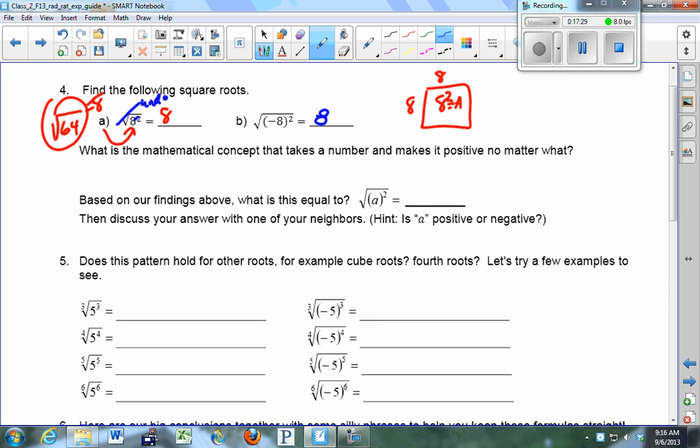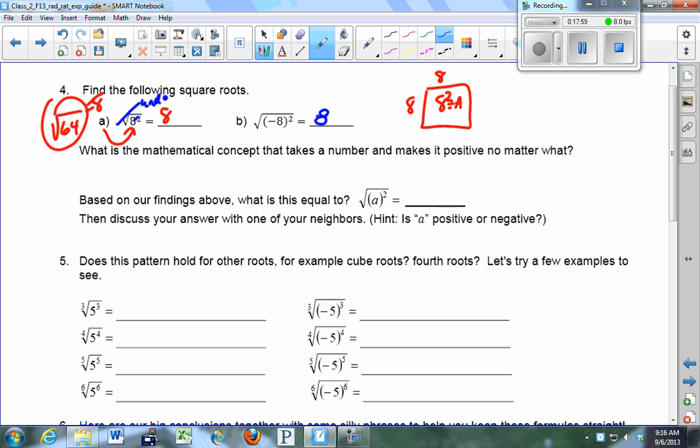So what is a mathematical concept that takes a number and makes it positive no matter what you do to it? Yeah, Brendan? Negative times negative is positive. Yes, that's an operation. What concept? I'm going after something else. Okay, still an operation, not a concept. We looked at this, I know it's a little tricky, I'm asking a very open question. We looked at this concept in Wednesday's class if you want to sneak a look back at Wednesday.